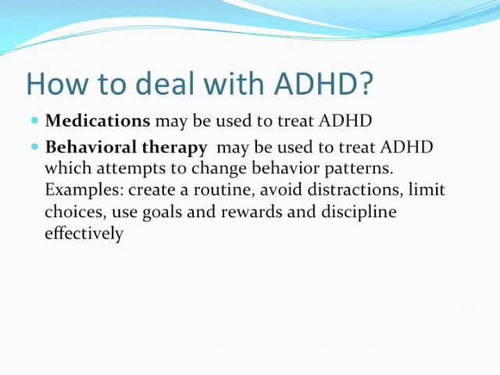How to deal with ADHD. The two main ways that ADHD is dealt with are through medication and behavioral therapy, which attempts to change behavior patterns. For example, to create a routine, avoid distractions, limit choices, use goals and rewards, and discipline effectively.